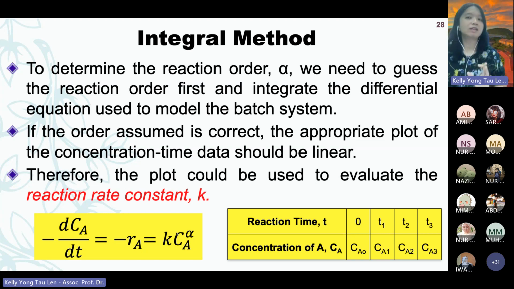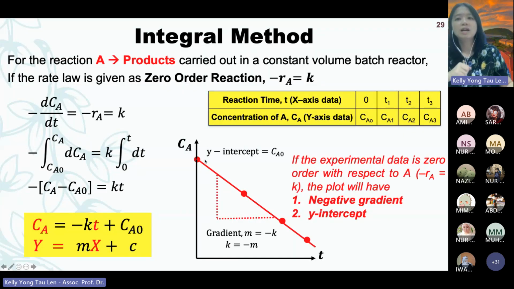Okay, so now the problem is that when we want to integrate that equation, we have to assume whether alpha is zero order, first order, or second order. That's why you get different equations. Okay, so we go to the very first equation. Let's say we now assume it is a zero order reaction. It means we are going to integrate the equation as a zero order equation.